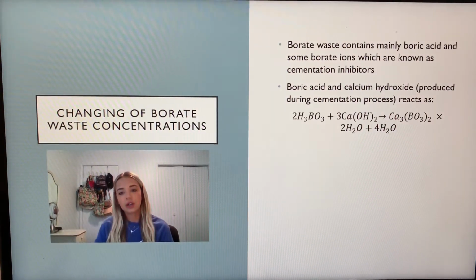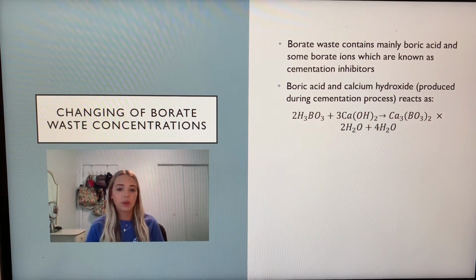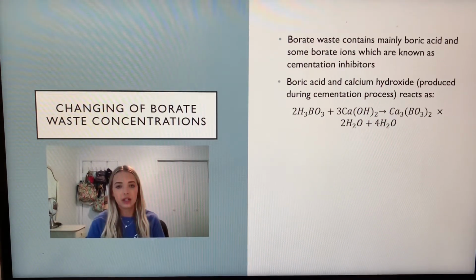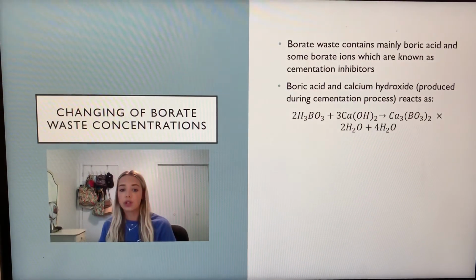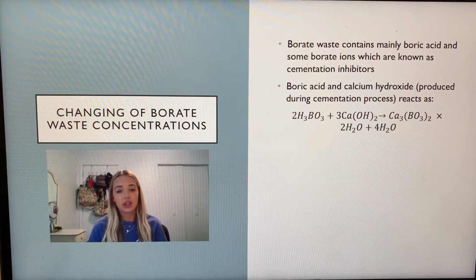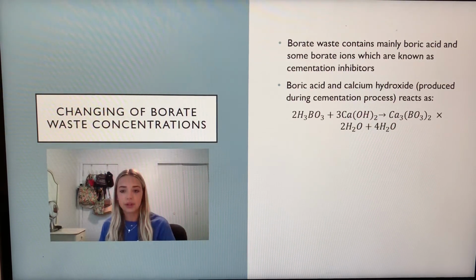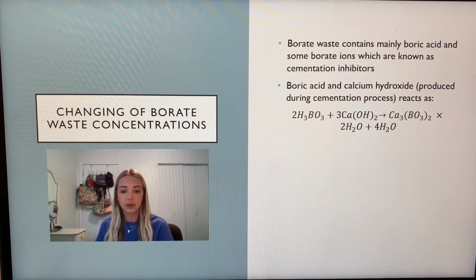So for changing of borate waste concentrations, borate waste contains mainly boric acid and some borate ions, which you can see in the following equation, which are known as cementation inhibitors. Boric acid and calcium hydroxide, which are produced during the cementation process, react as in this following equation.